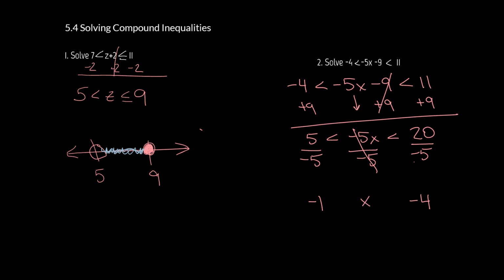And then I have the x by itself in the middle. Well, what happens is when you divide by a negative, your inequality signs flip. So that happens. But no math teacher likes inequalities written like this. We always like them from least to greatest. So I'm going to reverse this whole thing and say -4 is less than x is less than -1.